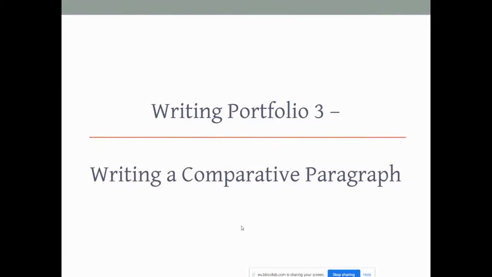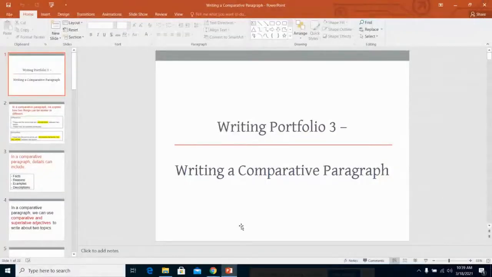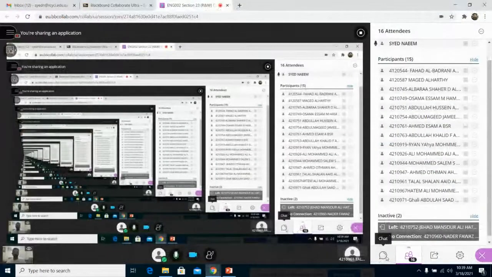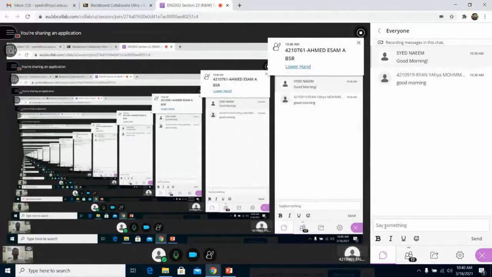So what we are doing today, we are actually trying to learn how to write a comparative paragraph. When I say comparative paragraph, the word comparison comes in, compare. And in my yesterday lesson, we talked about comparative adjectives, using adjectives to compare and to contrast. So can somebody tell me any adjective which we can use to compare? Any student? Yes, Ahmed?